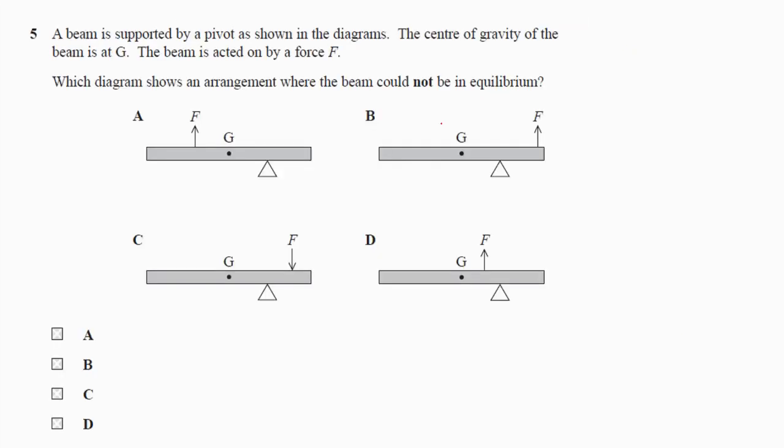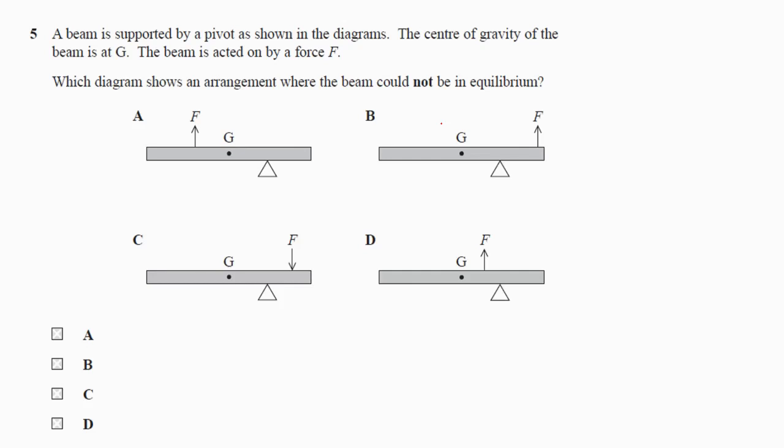Then question 5. A beam is supported by a pivot as shown in the diagram. The center of gravity of the beam is at G. The beam is acted on by a force F. Which diagram shows an arrangement where the beam could be in equilibrium?